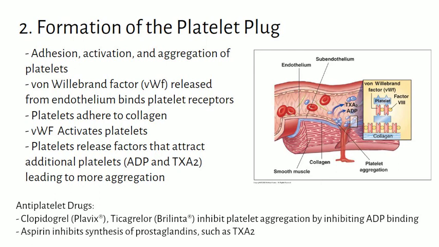Common antiplatelet drugs include Plavix and aspirin. The antiplatelet drugs Plavix and Brilinta inhibit platelet aggregation by inhibiting ADP binding. Aspirin inhibits synthesis of prostaglandins, such as thromboxane A2.